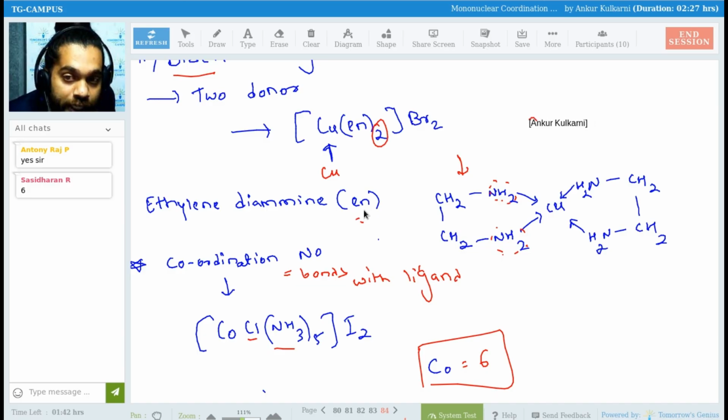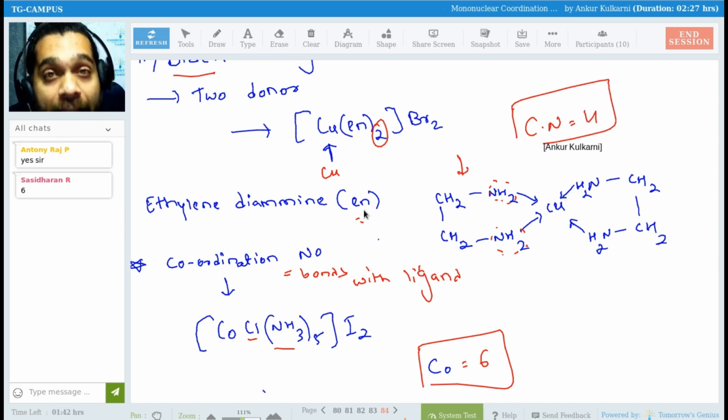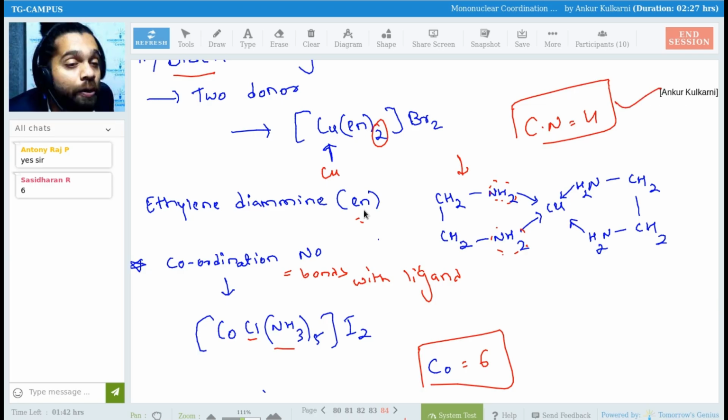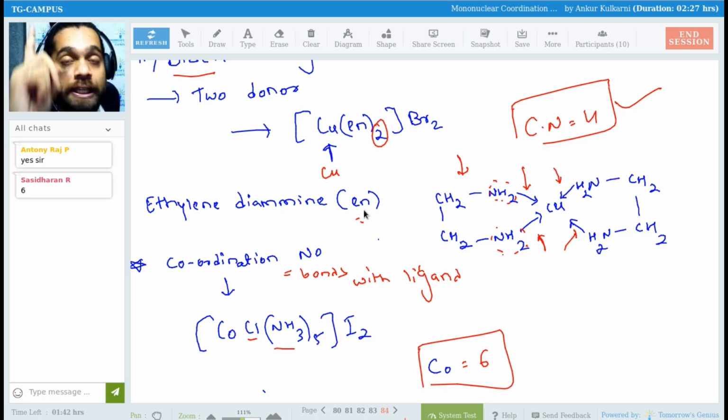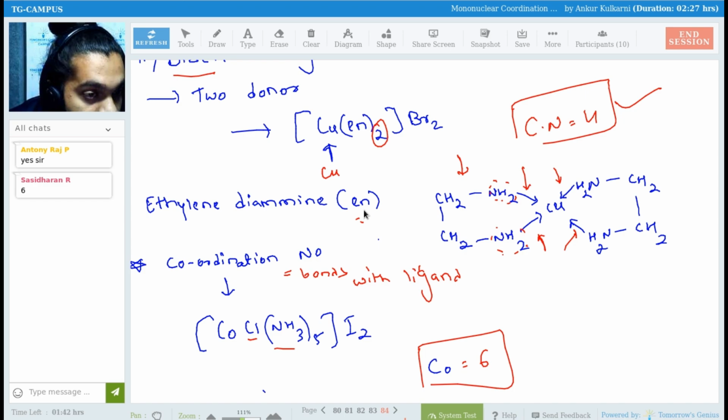Over here, the coordination number is 4. Why? Because we have a bidentate ligand. One ligand is forming 2 bonds. So 2 ligands will form how many bonds? It will form 4 bonds. And this is the proof. This is the structure: 1, 2, 3, 4. Are you getting it, everyone? So coordination number, please remember, do not make this mistake. Coordination number is not equal to the number of ligands. It is equal to the number of bonds that ligands are forming.